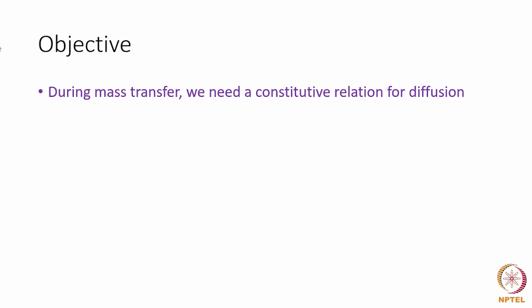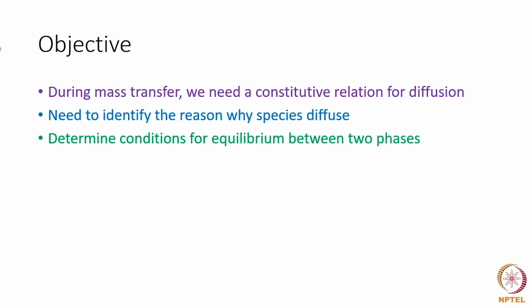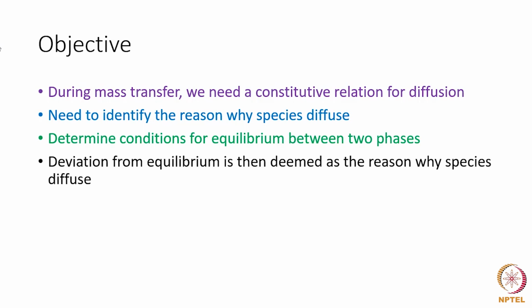During mass transfer, we need a constitutive relationship for diffusion. We need to identify the reason why species diffuse. And by determining the conditions for equilibrium between two phases, we hope to see the reason why the species diffuse. So deviation from equilibrium is then deemed as the reason why species diffuse.